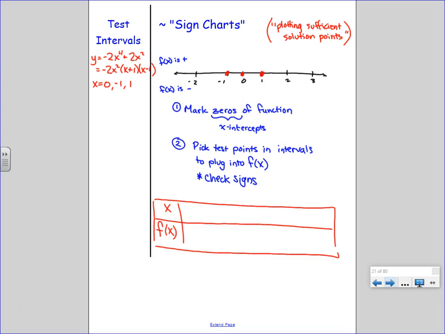From negative infinity to negative 1 is one piece. As I move left to right, stop, there's 1. Stop, there's 2. Stop, there's 3. Stop, there's 4. Well, it keeps going. But those zeros have split that number line technically into 4 different pieces. And I want you to choose numbers from each of those 4 different pieces.